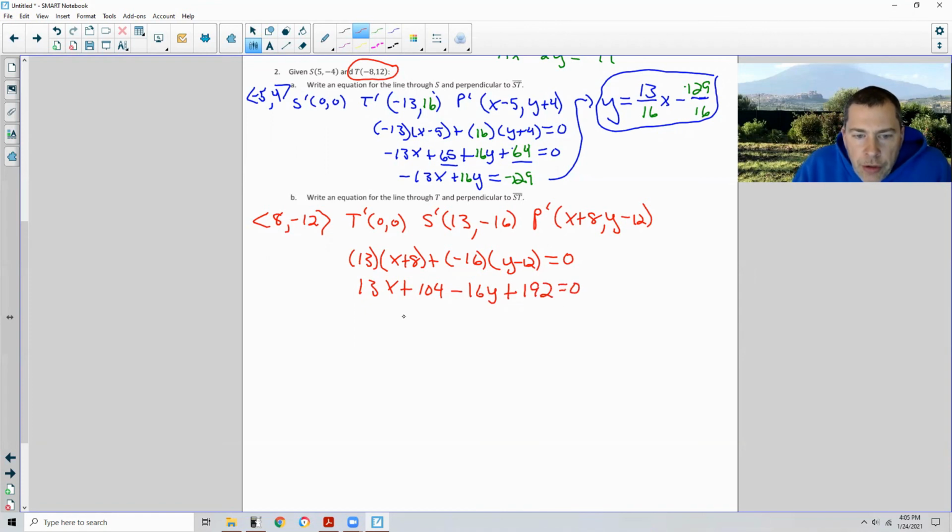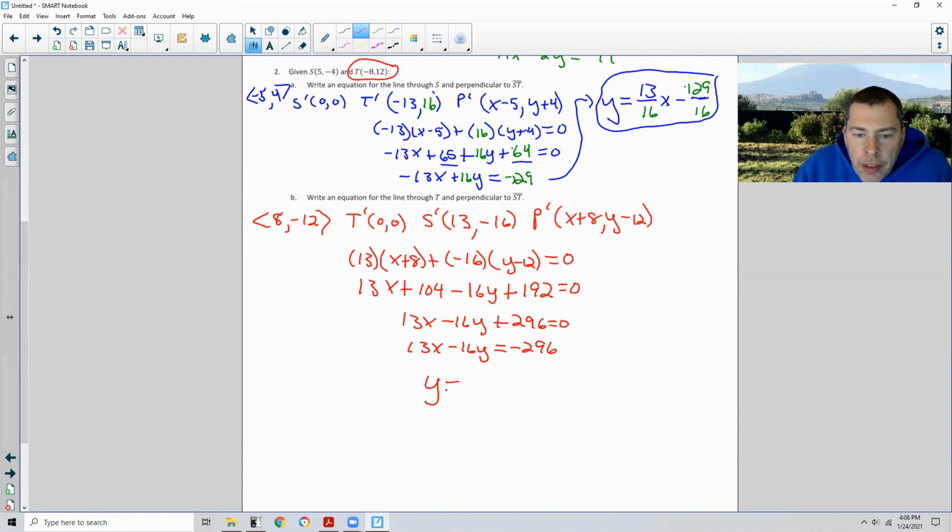Putting this in standard form, we get 13x minus 16y, and 104 plus 192 is plus 296 equals 0. Remember, standard form has to be equal to a constant, so I have to move that 296 over to the other side. So here's my A, here's my B, here's my C.